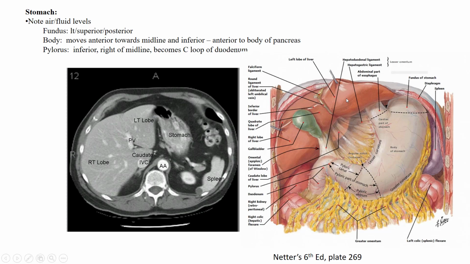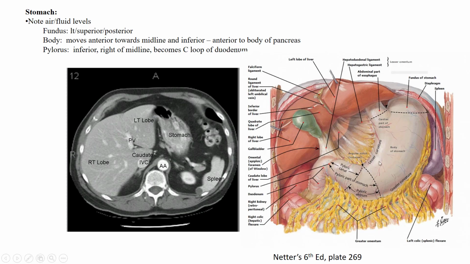In this picture of Netter's, you'll see that they have lifted up the liver. So this is a gallbladder that would normally be hanging down and anteriorly, but they've lifted it up so that you can see behind it. This is the fundus of the stomach. In an upright patient, you would expect to see air fluid levels here. And then you have the body of the stomach here, and the pylorus, and the pylorus becomes the duodenum.